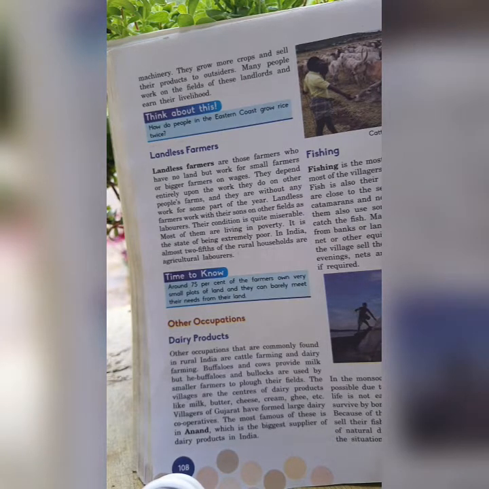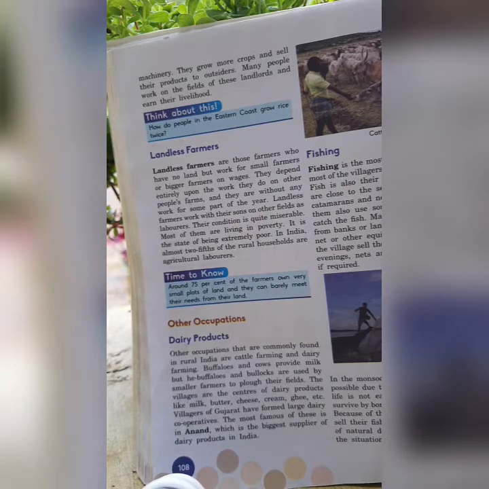Another occupation we can see is dairy products. When we say dairy products, we mostly talk about cattle farming and dairy farming. Buffalo and cows provide milk, but the male buffalo and the bullocks are used by smaller farmers to plow their fields. And the villagers of Gujarat have formed a large dairy cooperative. That is, we can say, the most famous dairy milk producer in India. They call it Anand.